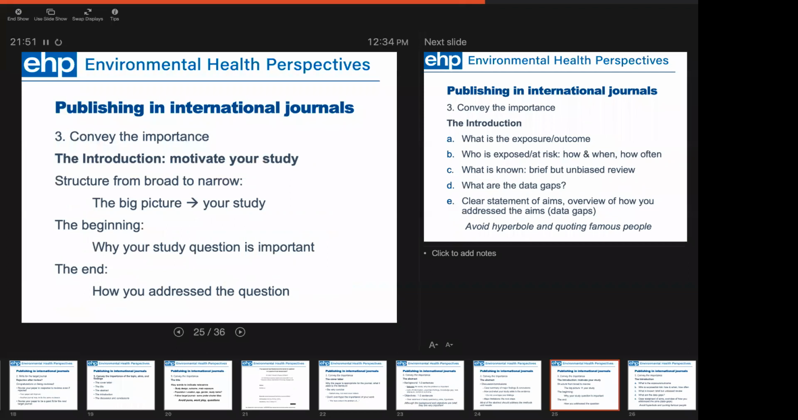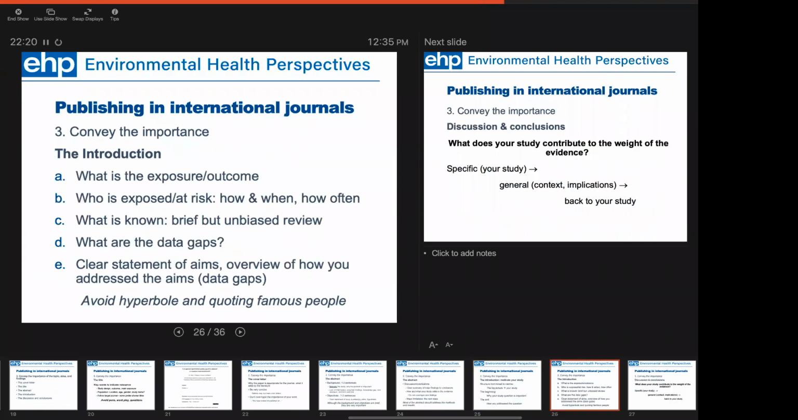The introduction is also important. Really the whole point of the introduction is to motivate your study. It should have a very standard structure. Typically it moves from very broad, so you start with the big picture that helps you frame why your study question is important. And then you move through the introduction to end on how you address the question that you have shown is important.